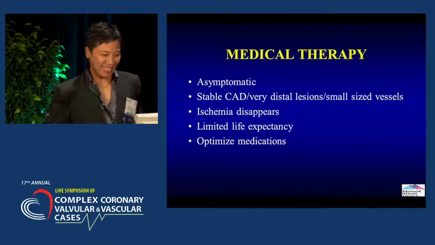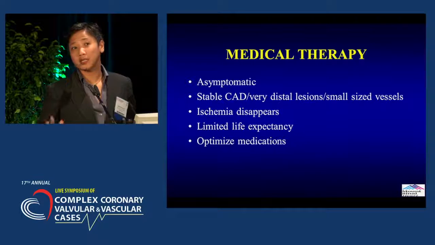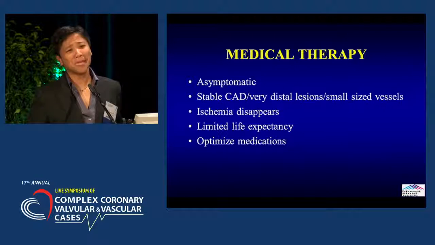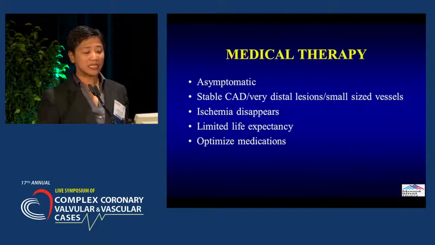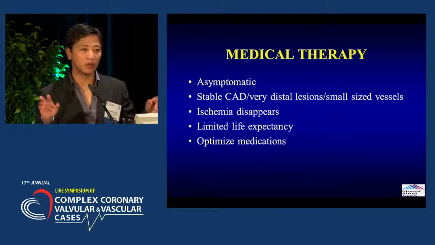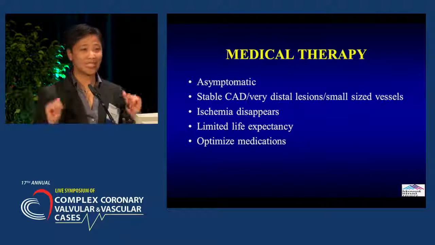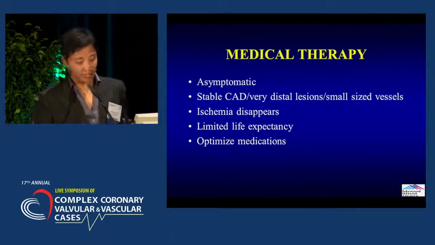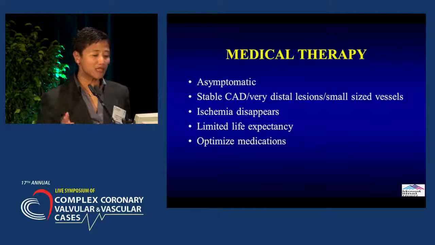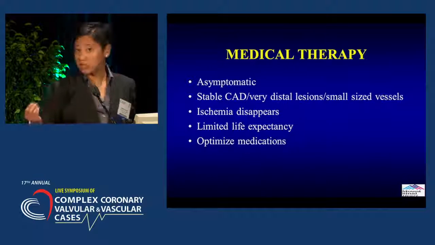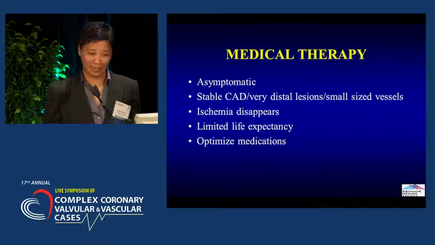It is a test. So now we've established there's a lesion. When do we do medical therapy? The patient just comes in for a routine test. The patient is asymptomatic. They said, oh, there was some abnormality, a questionable, indeterminate stress test. Some physician sends them to you: let's take some pictures. Stable CAD, very small blockage, very distal lesion, small-sized vessel, blockage on the branch of the branch of the branch. I don't think we have to fix that.